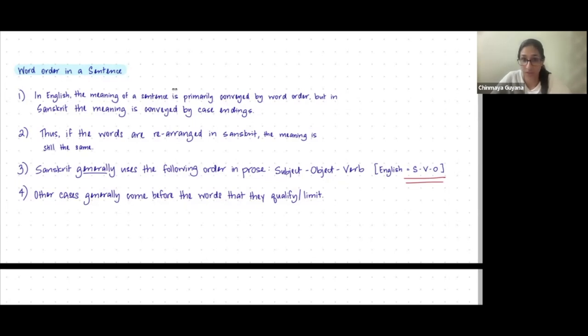Okay. Generally, Sanskrit uses subject, object, verb. So the trick is to find the verb and the subject, and then to read backwards. And then other cases generally come before the word that they limit. So if it is Arjuna's fruit, Arjuna's will come in front of fruit.